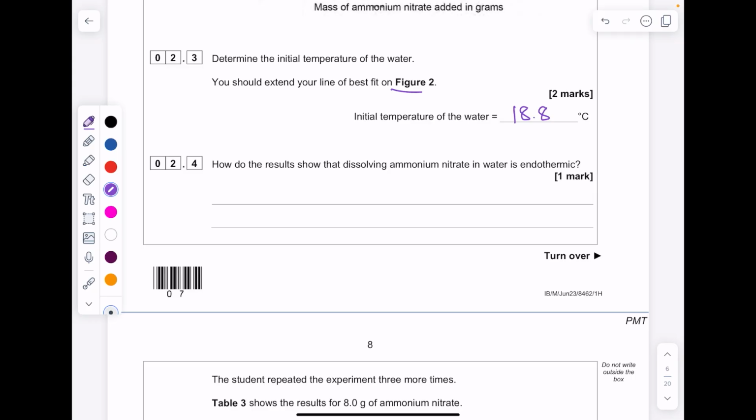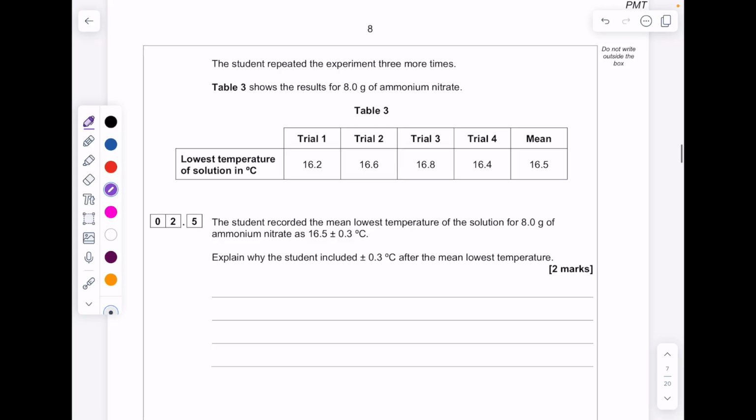How do the results show that dissolving ammonium nitrate in water is endothermic? I already accidentally answered that because the temperature decreased. They talk about the lowest temperature reached. The student repeated the experiment 3 more times. Table 3 shows the results for 8 grams of ammonium nitrate. The student recorded the mean lowest temperature of the solution for 8 grams of the ammonium nitrate as this. Explain why the student included a plus or minus 0.3 degrees Celsius after the mean lowest temperature.